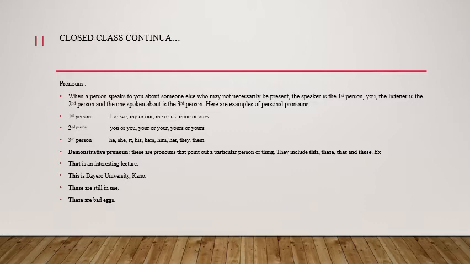Demonstrative pronouns are pronouns that indicate a particular person or thing. They are this, these, that, and those. For example, that is an interesting lecture. This is Bayero University, Kano. Those are still in use. These are bad eggs.